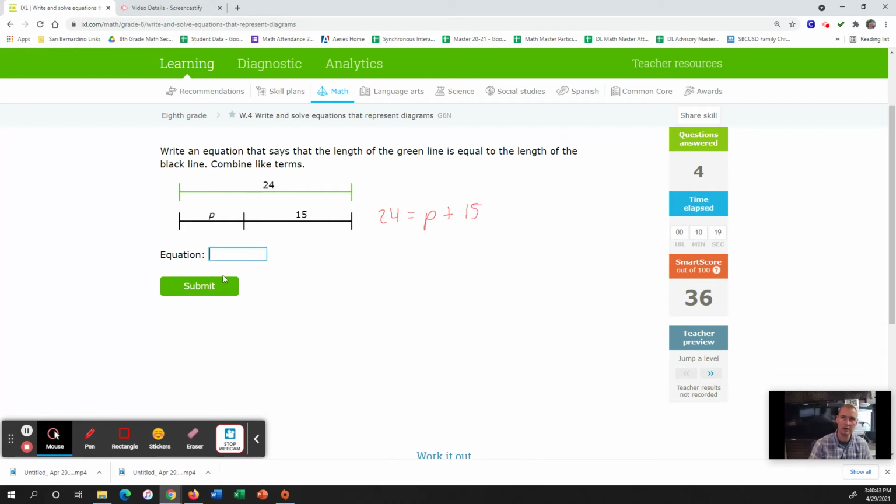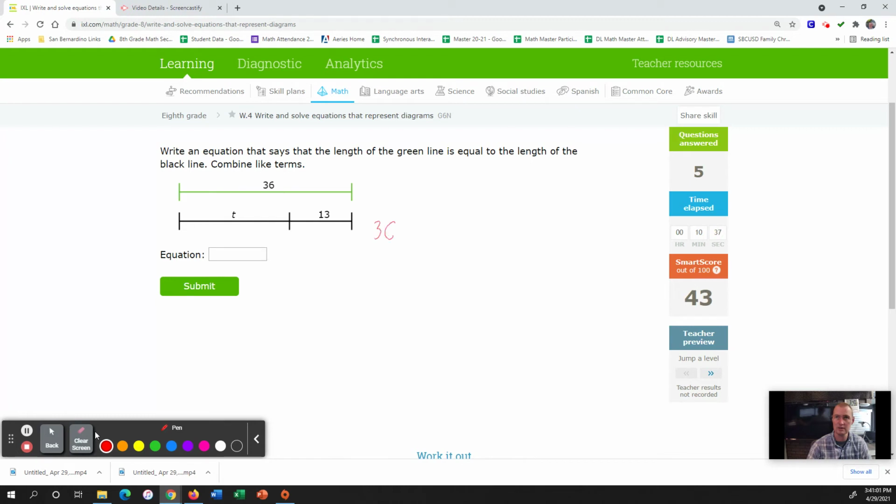So here we go. We got 24 equals P plus 15. Again, just taking my time, checking, make sure it matches. Looks good. All right, next, write an equation that says the length of the green line is equal to the length of the black line.